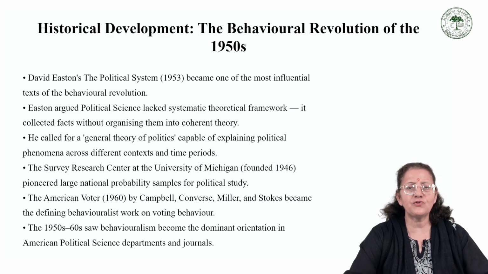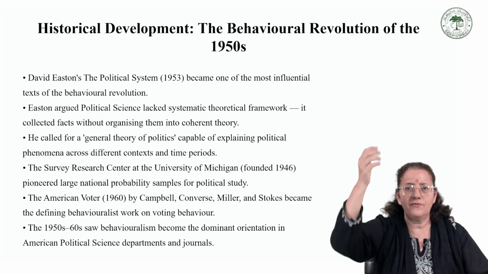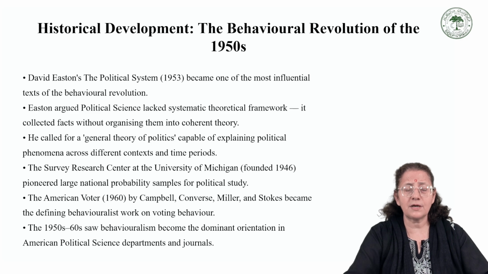In 1953, David Easton published The Political System, which became one of the most influential texts of the behavioral revolution. Easton argued that political science lacked a systematic theoretical framework, that it collected facts without organizing them into a coherent body of theory. He called for the development of a general theory of politics that would be genuinely scientific, capable of explaining political phenomena across different contexts and time periods.